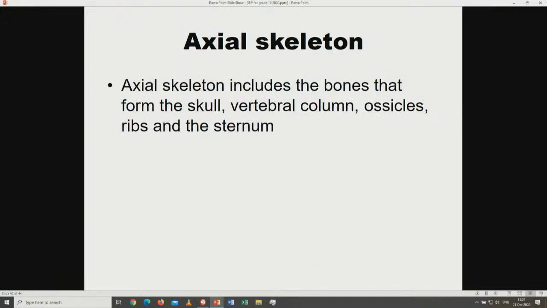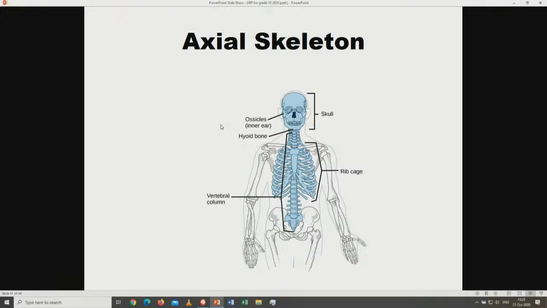If you look at the axial skeleton, it includes the bones that form the skull, the vertebral column, the ossicles, the ribs, and the sternum. The ossicles are the smallest bones that we find in the body, located in the ear, and they assist in hearing. The structure of the axial skeleton consists of the skull, the ossicles in the middle ear, the rib cage, and the vertebral column.